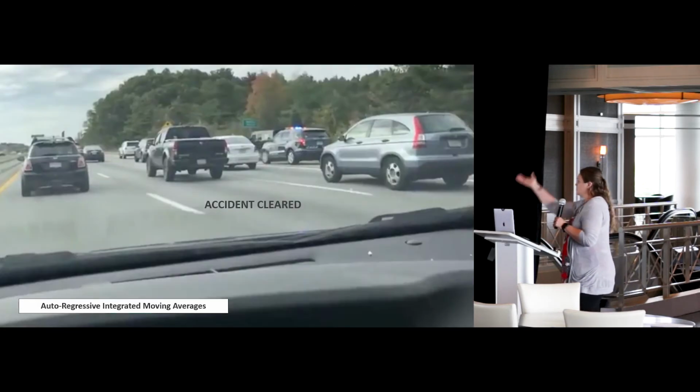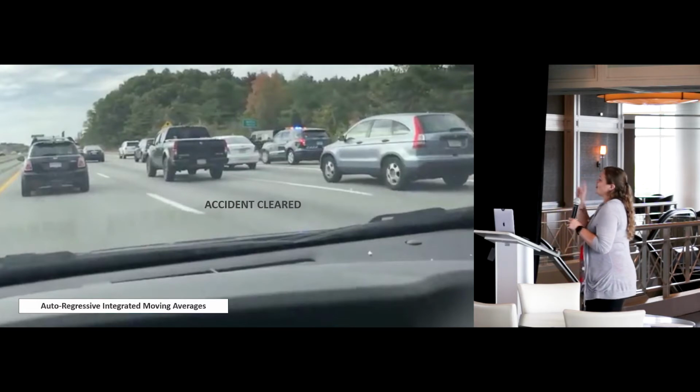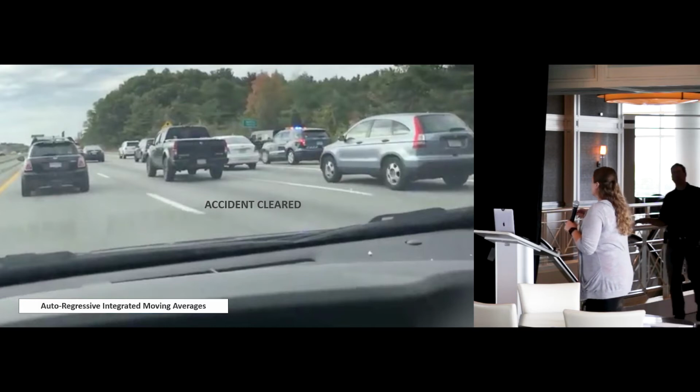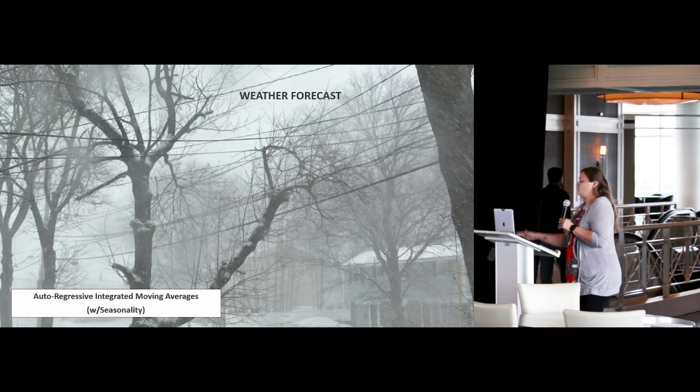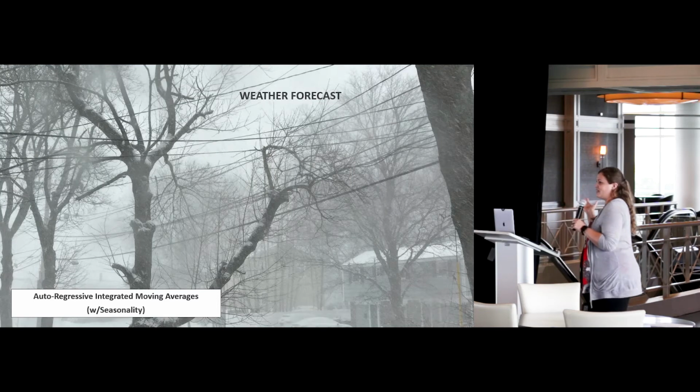Well, guess what? The accident's cleared. Guy picked up his bag. He figured it out. So now you have to readjust your model for even more new information. So the integrated piece is it's constantly taking in new information to figure out, how do I adjust this? How do I give you a more accurate output for how long it's going to take you to get from point A to point B? Well, guess what? It's Boston. And even in Chicago, you have terrible weather, especially in the winter.